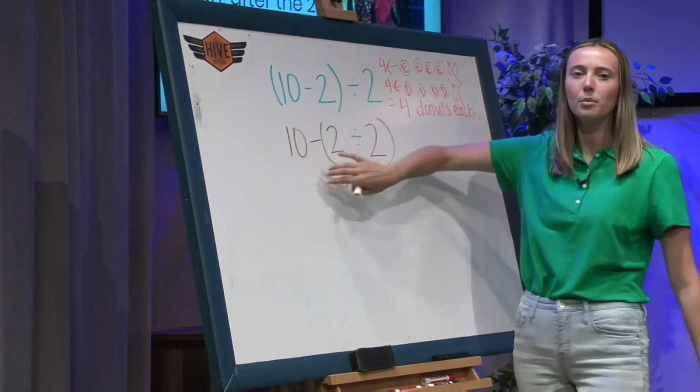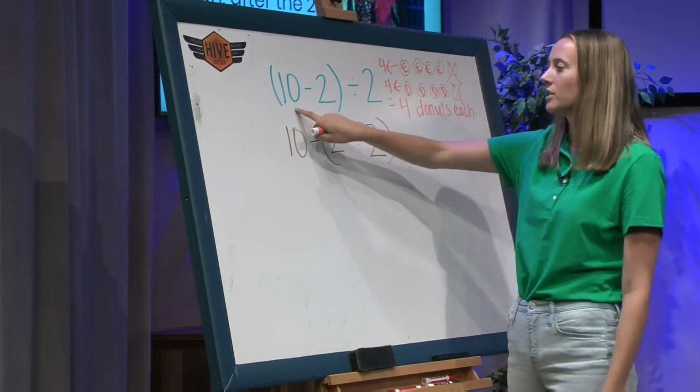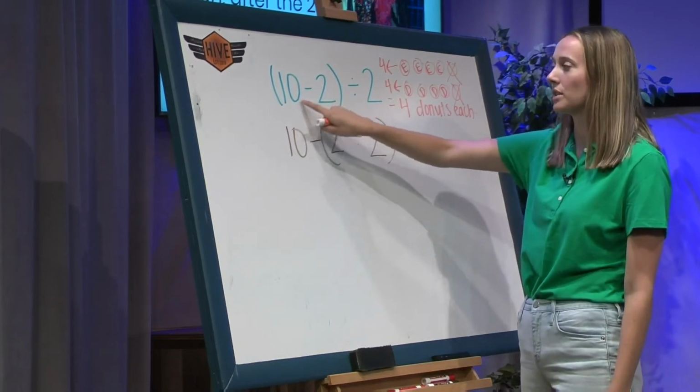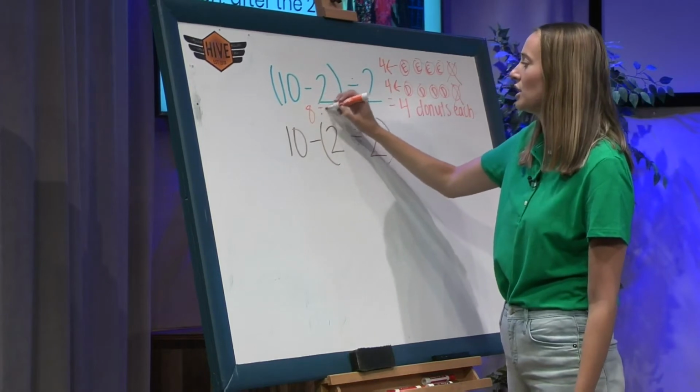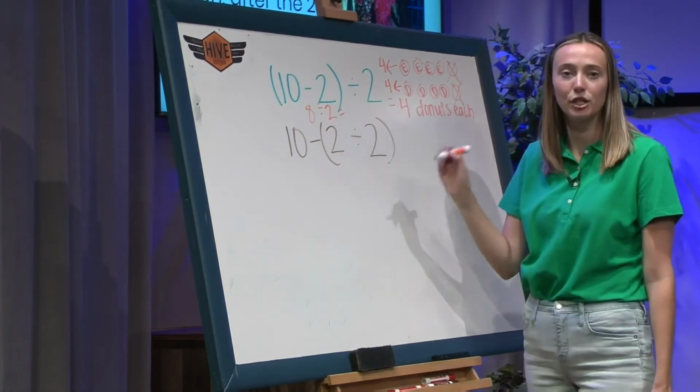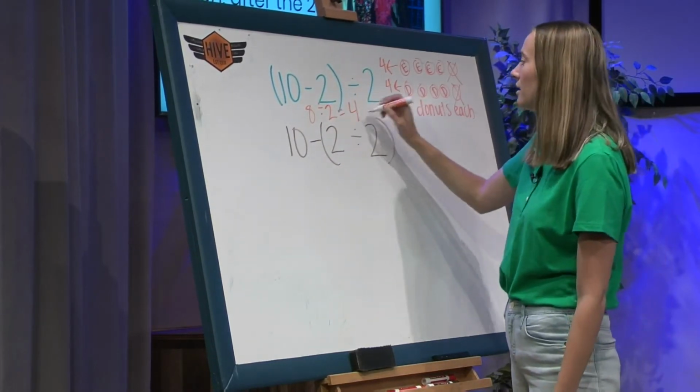Okay, so let's see what problem shows that. So remember, parentheses means do it first. So 10 minus 2 is 8 divided by 2. 8 divided by 2 is 4.